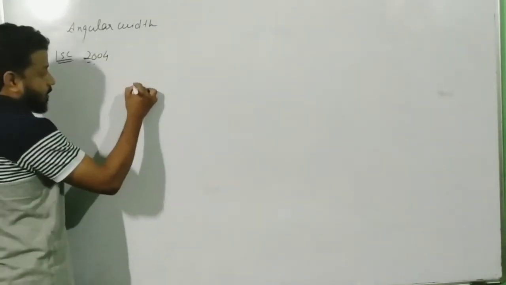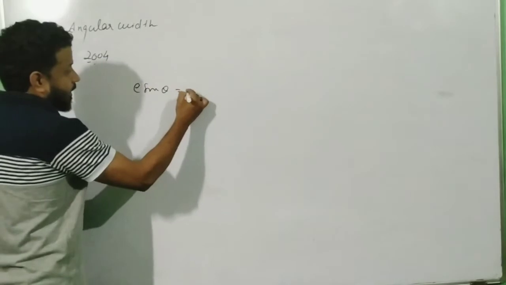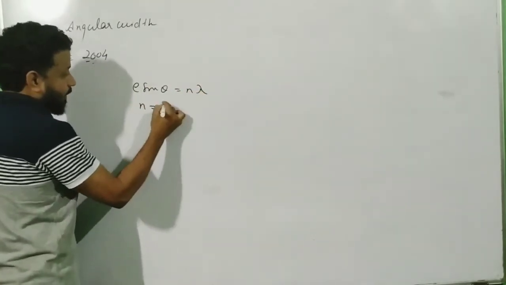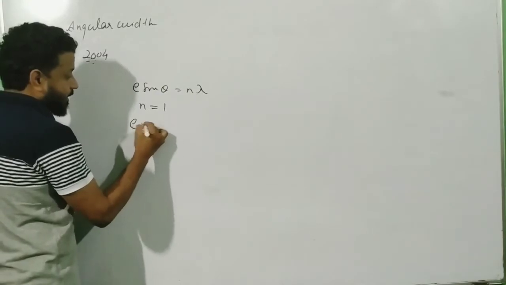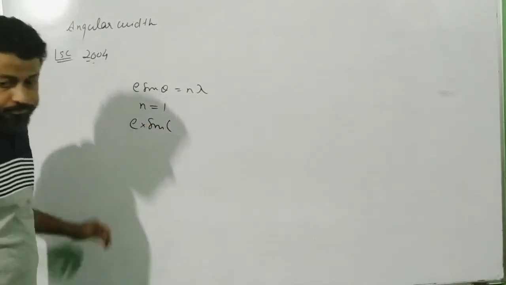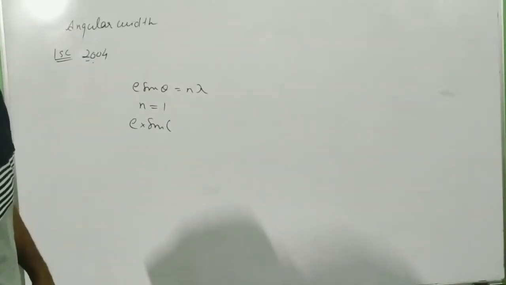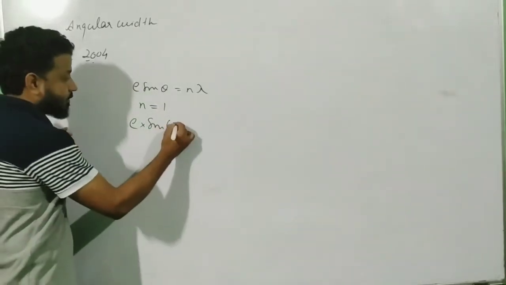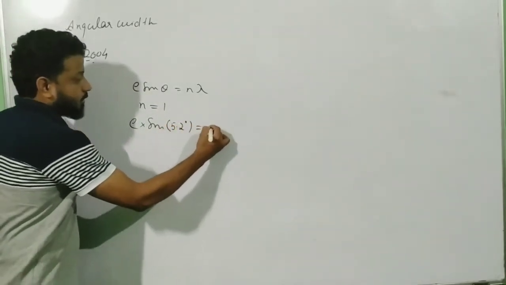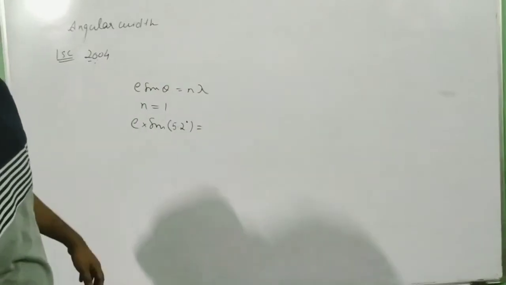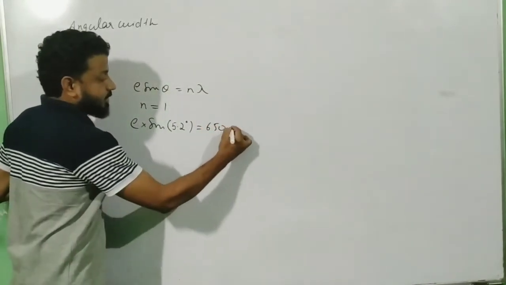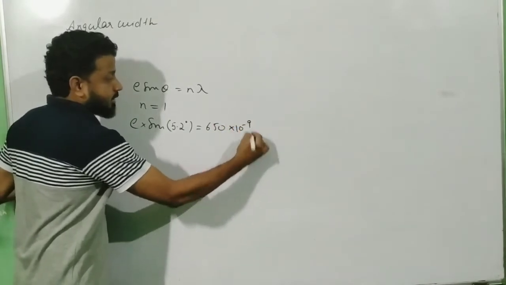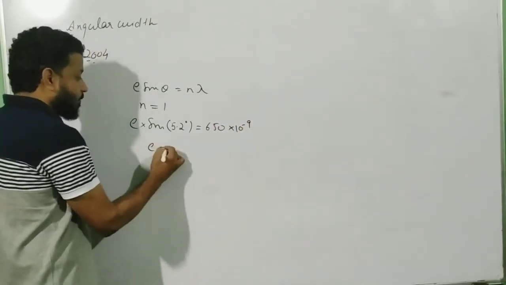So we will use the formula e sin theta equals n lambda. We will first put the value of n equals 1. Remember, theta is given here. So e into sin theta, sin 5.2 degree, is equal to 1 into lambda. Lambda is given to you as 650 nanometer. Nanometer is 10 power minus 9. So this data will give you the value of e.